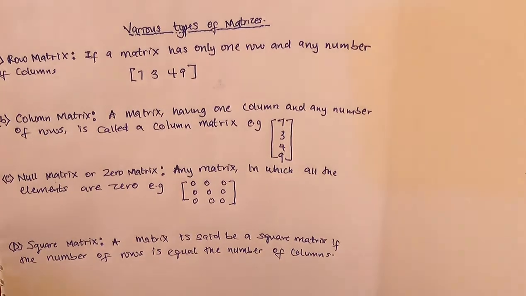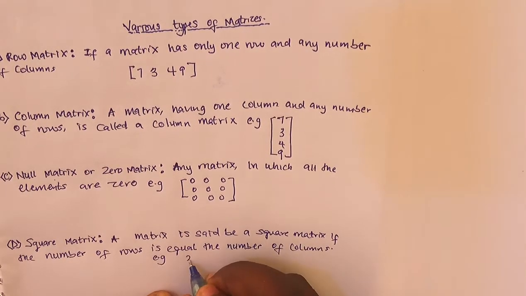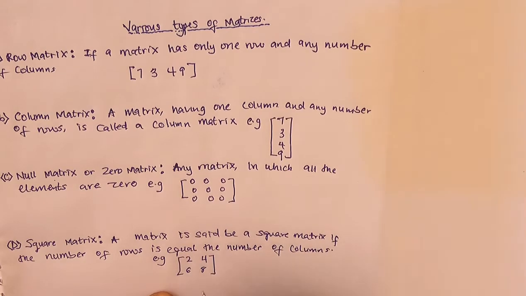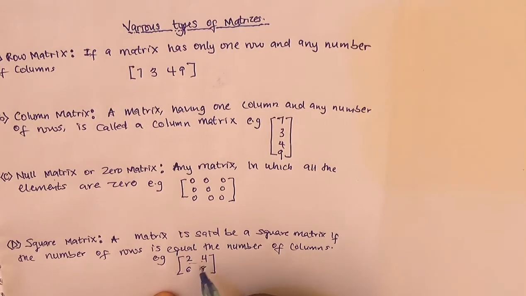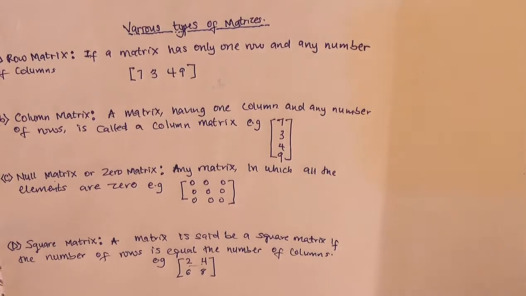For example, let's say we are having something like 2 4 6 8. Can you see that? So this is a square matrix, because the number of rows is also the same as the number of columns. Can you see it now? So now let's check another case of matrix that we have here.